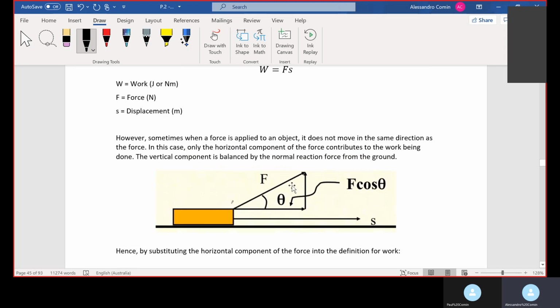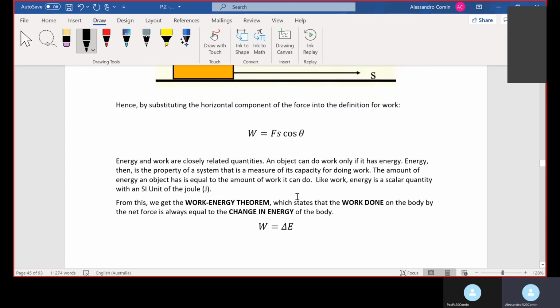So from this, we get the work-energy theorem, which states that the work done on an object is equal to the change in energy of the body. And we're going to see what a change in energy means. So we have W = ΔE, the change in energy.